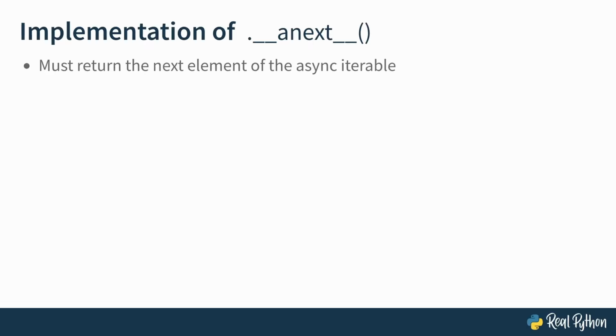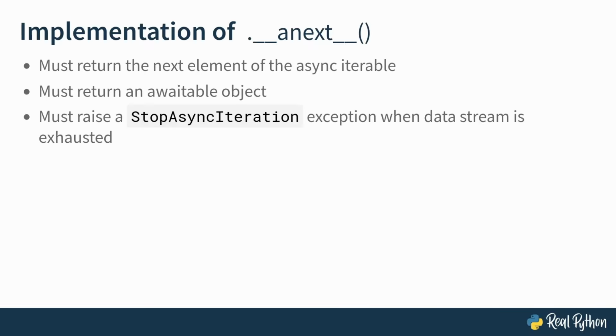So the __anext__ special method must return the next element of the async iterable. That makes sense. It also must return an awaitable object. I guess that makes sense because we're working asynchronously. And it must raise a StopAsyncIteration exception when the data stream is exhausted. So you can see how the implementation of __anext__ controls the iteration process. Firstly, it provides the next element in the loop, and then it stops the loop when there are no more elements to iterate over.